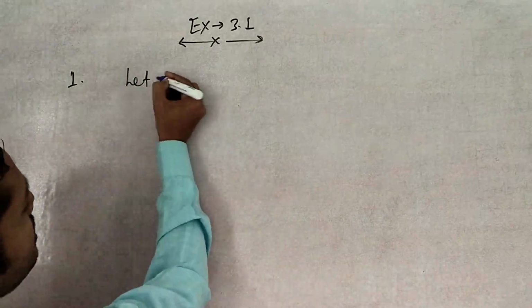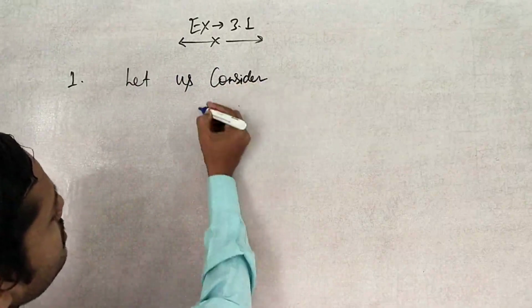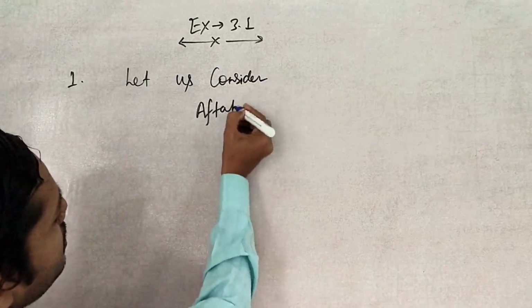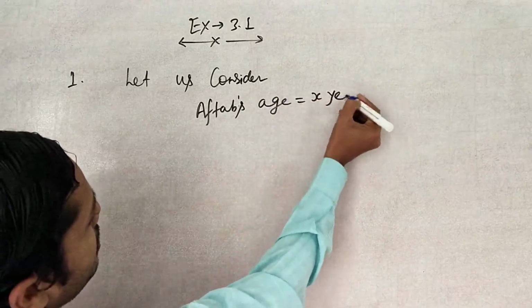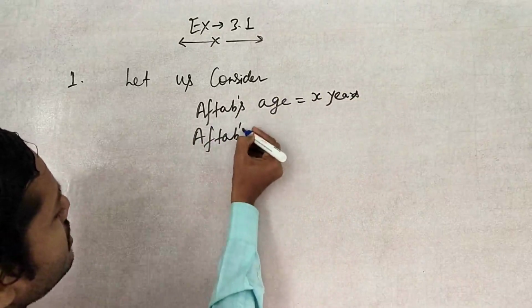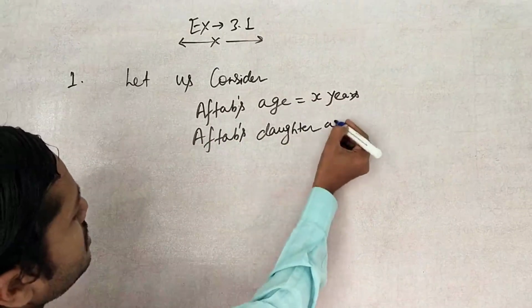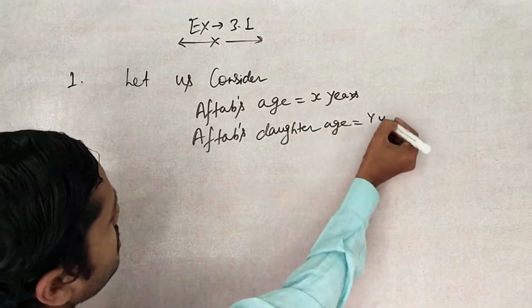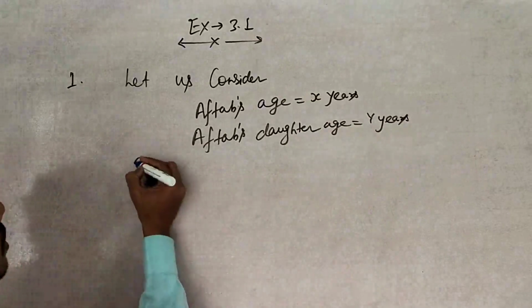We can write here: let us consider Aftab's age is equal to x years. Aftab's daughter's age is equal to y years. Now look, according to the question.